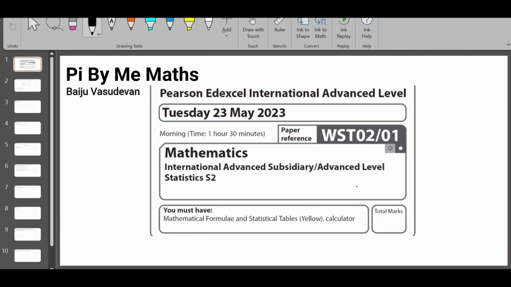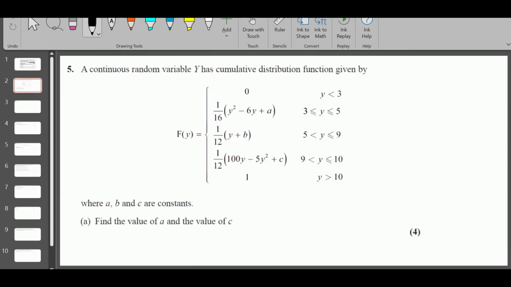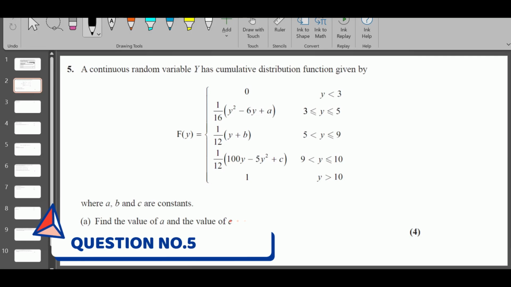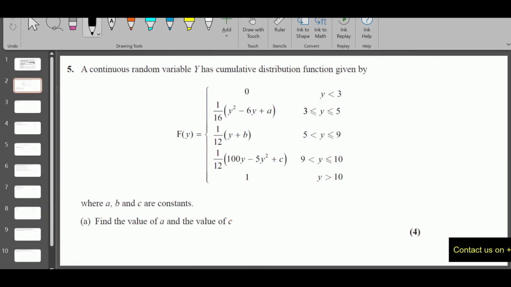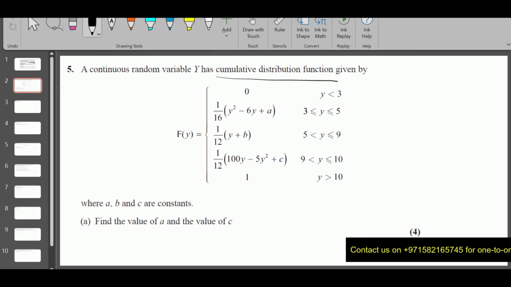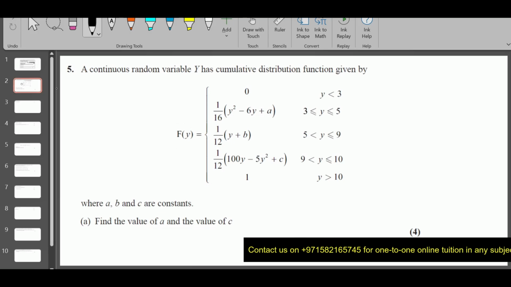This is WST02. Here we are solving the May-June 2023 Statistics 2 paper. In the previous video, we covered questions 1 to 4. Let's look at question number 5. A continuous random variable Y has cumulative distribution function capital F of x given. Find the values of a and c.